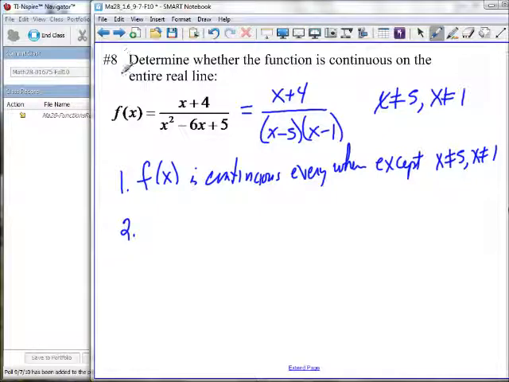Now, we can go through and look at graphing this. So I'm going to stop the recorder. I want you to go through and graph this, and let's just verify. What do you think is going to happen at x equals 5 and x equals 1?